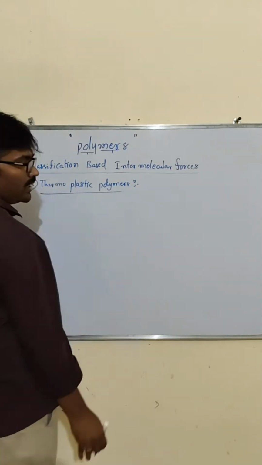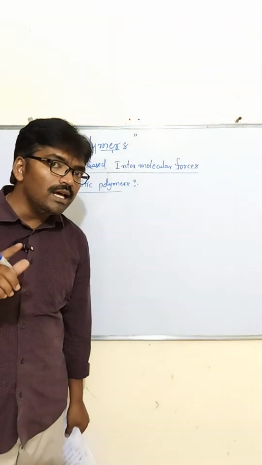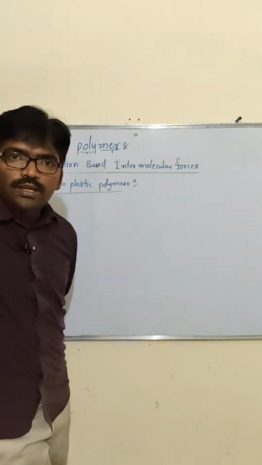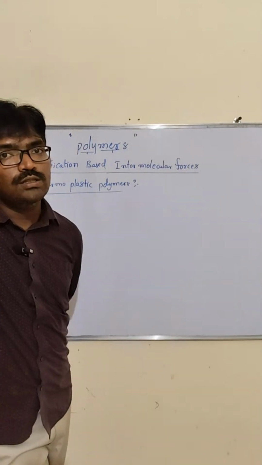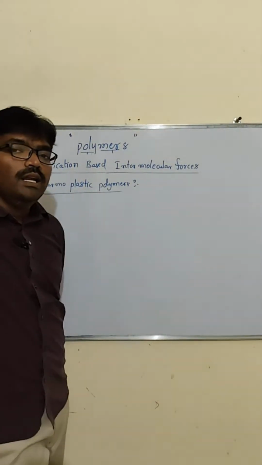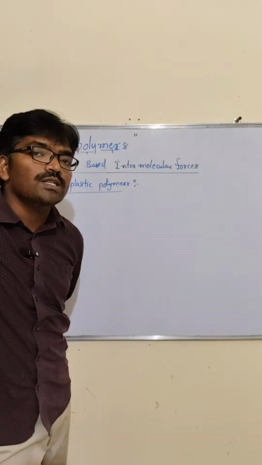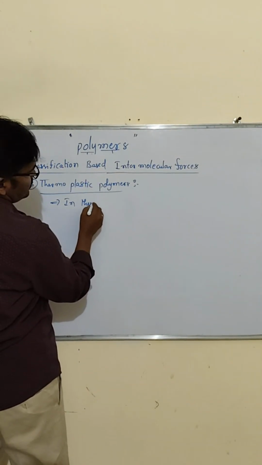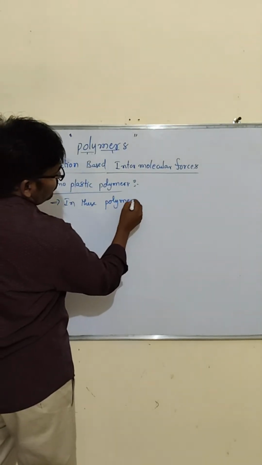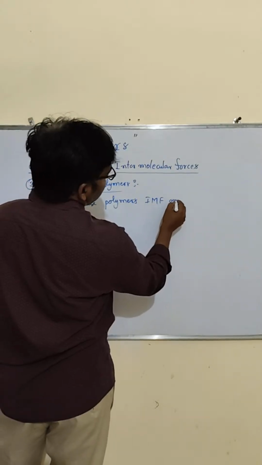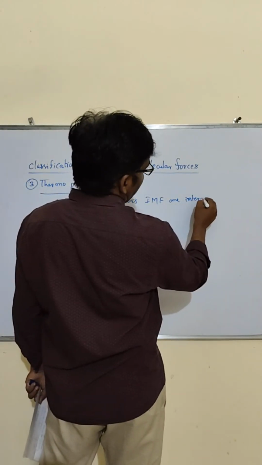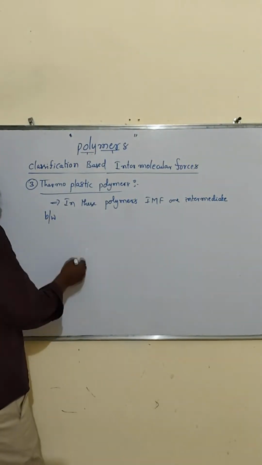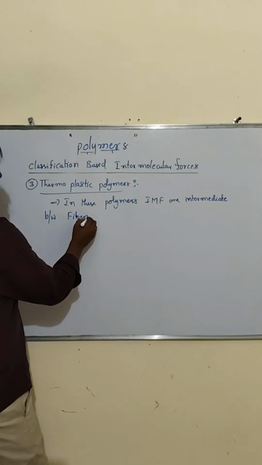How are the intermolecular forces in these? Intermolecular forces are intermediate between the fibers and elastomers. We saw that elastomers have weak intermolecular forces and fibers have strong intermolecular forces. In the case of thermoplastic polymers, intermolecular forces are intermediate between the elastomers and fibers.